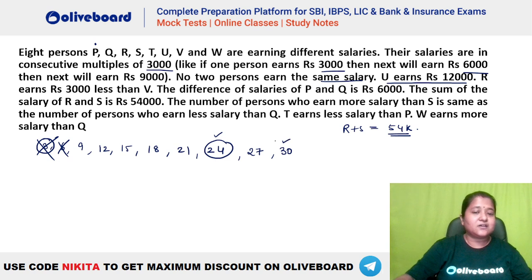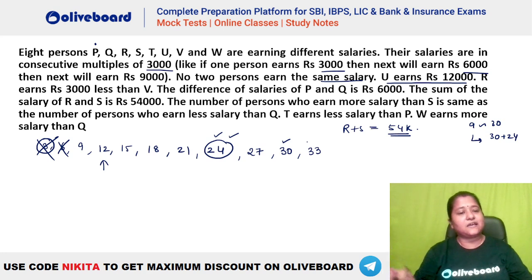You can see yes. With 9 to 30, we have 30,000 plus 24,000. That's a possibility. Similarly, let's say if we start from 12, then it will be 12 to 33. That is also a possibility, that we can have 12 as the first one and 33 as the last one, because U is earning 12,000. So 12,000 has to be there in the series, right? You cannot start with 15,000. So it has to have your 12,000 in the series.